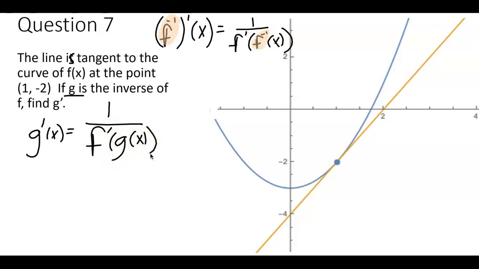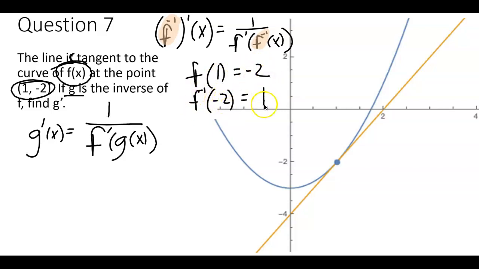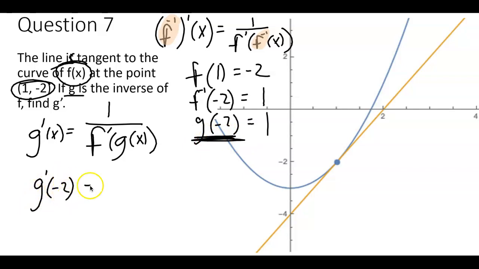Okay? Now I want to find g prime at that point. Now, this point is on the curve of f of x. Okay? And what that means is that f of 1 equals negative 2, which means that the inverse, f inverse of negative 2, equals 1. But remember, we're not using f inverse, we're using g. So g of negative 2 equals 1 is how we're going to go with it. So since we know stuff about g of negative 2, that's what we're plugging in for the inside here.